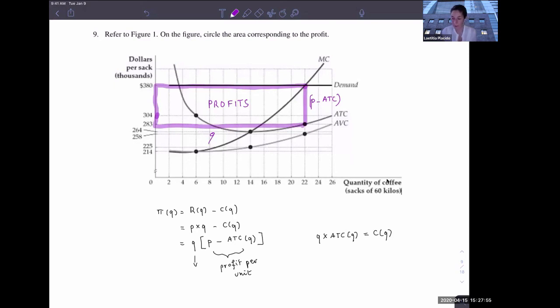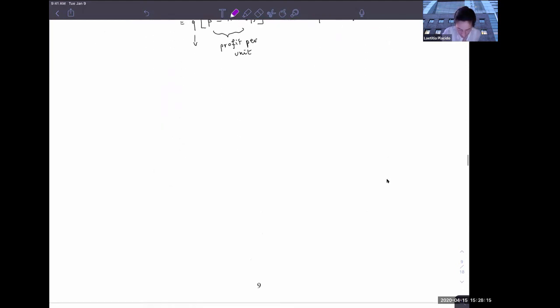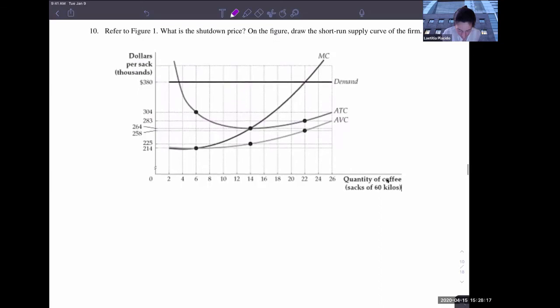Do you have any questions on this? All right, so let's move to question 10. What is the shutdown price? On the figure, draw the short-run supply curve of the firm.